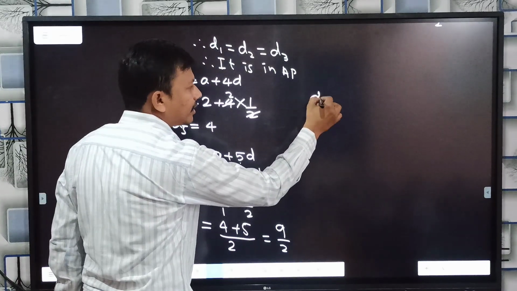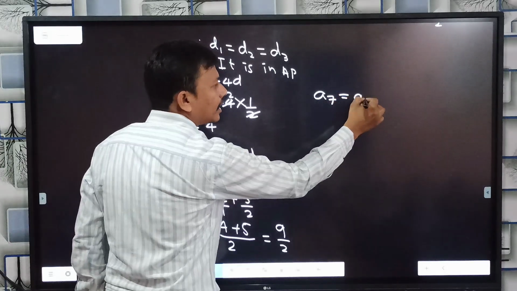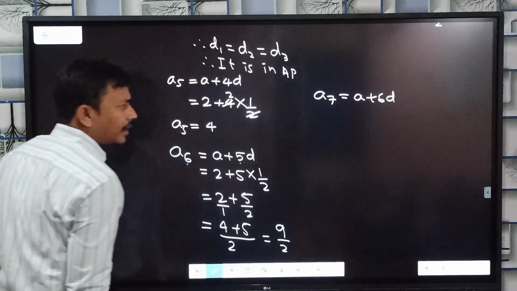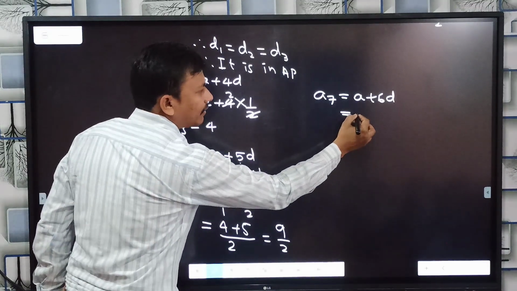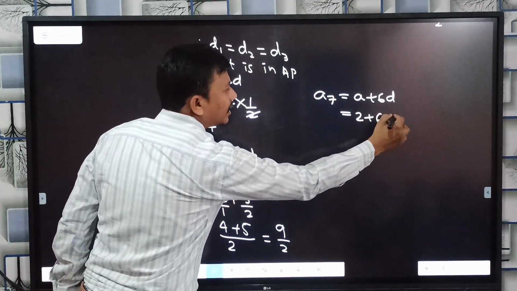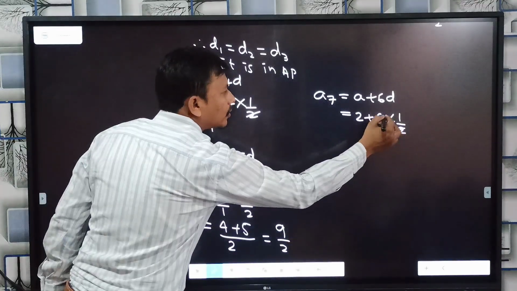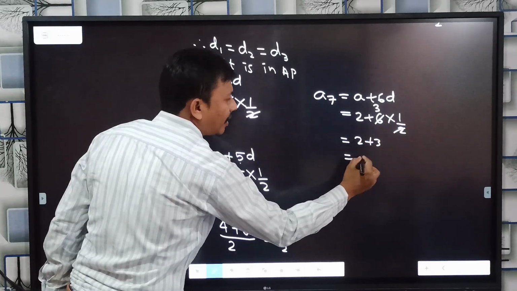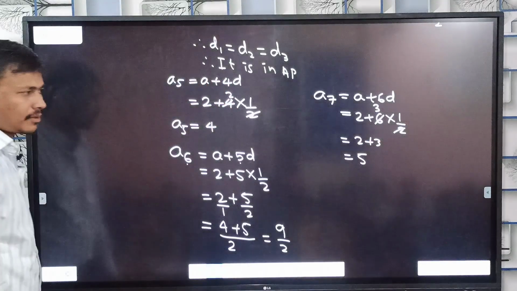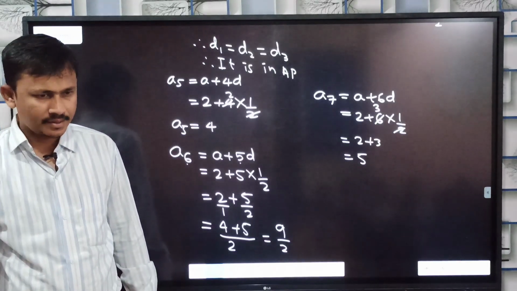Then what we need to find out? A7. A7 is equal to A plus 6D. This is equal to, what is A value? 2 plus 6 into D value 1 by 2. 2 1s are 2, 3. Okay, this is equal to 2 plus 3 is equal to what? 5. Correct? These are the 3 more terms. Understood?